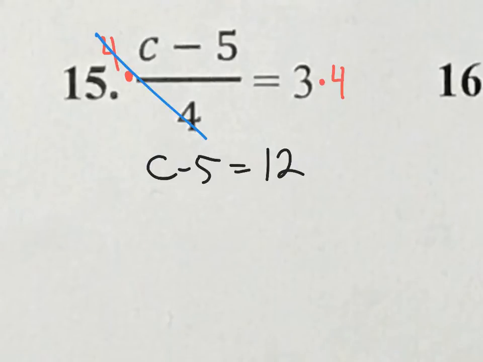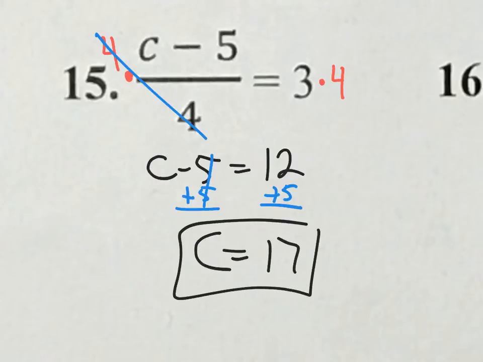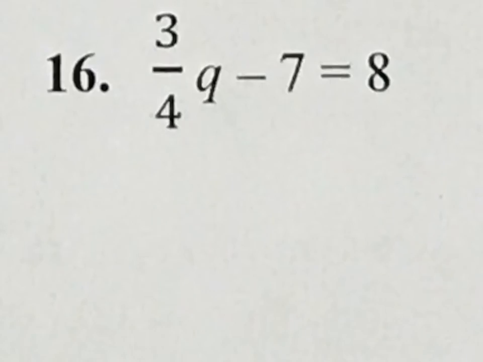For my final step, I get rid of that minus 5 by adding 5 to both sides. And I will have c equals 17. There's my answer. Number 16.